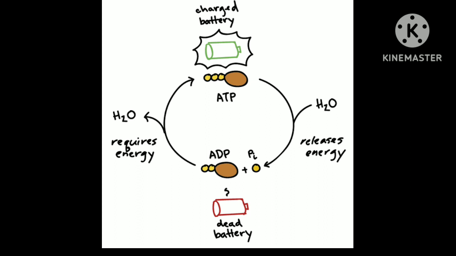How ATP works we can understand with this diagram. ADP adds with one phosphate ion to give ATP in the presence of energy released during cellular respiration. This is shown by the left arrow. And when energy is needed by a cell, ATP breaks down to give ADP and phosphate ion, and energy is released in this process. This is shown by the right arrow.